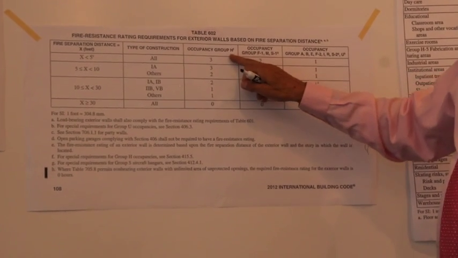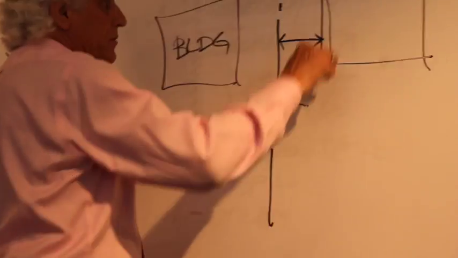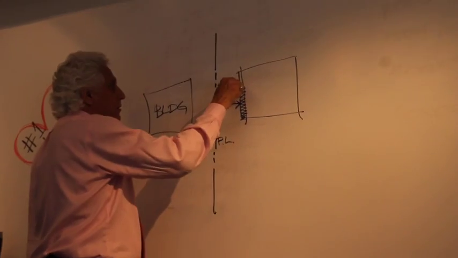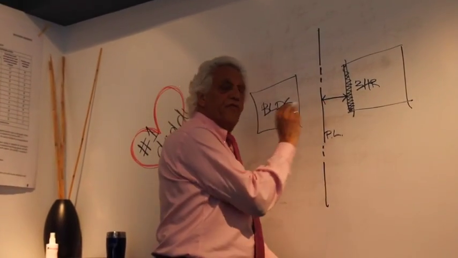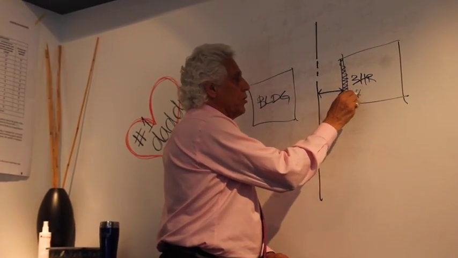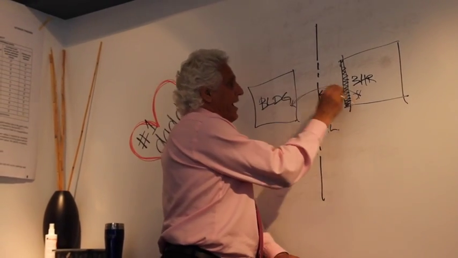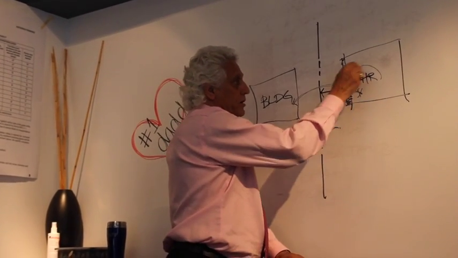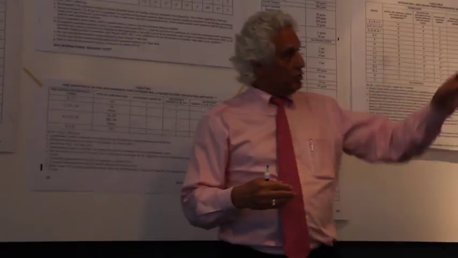You notice in a high hazard use group, if your building is 5 feet from the property line, that exterior wall that we're talking about here has to be a 3-hour fire rated wall. And what they're worried about is that the fire from this building will go into the next building or vice versa. It could go back into this building. So that's why you have a 3-hour fire protection on that exterior wall adjacent to the property line.